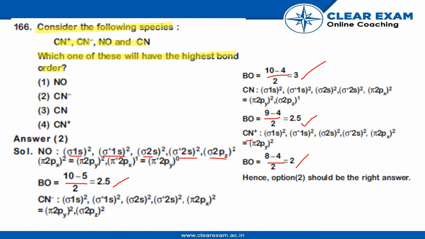So here the highest value is 3, that is of CN-. So the answer is CN-, that is your option number 2.